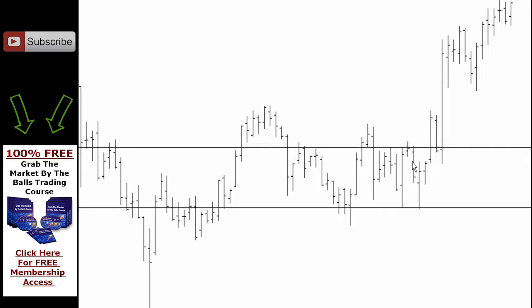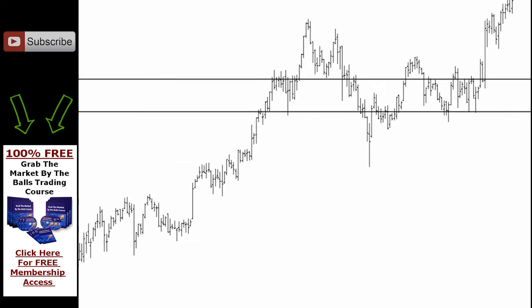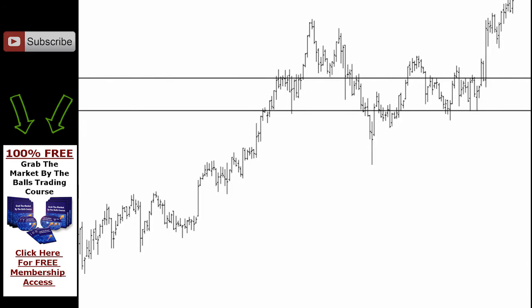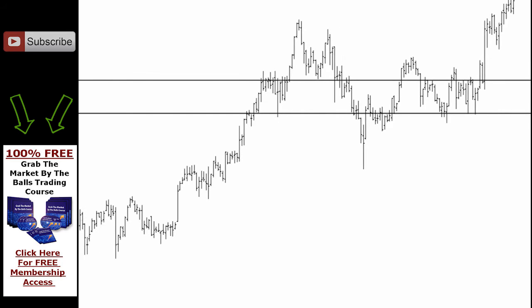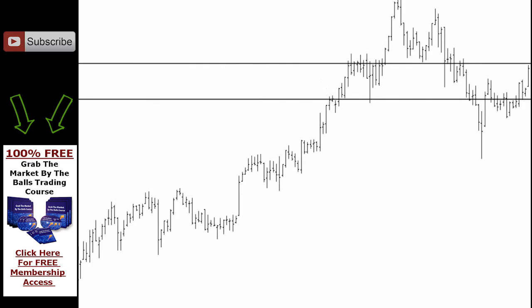Now, when I'm drawing my trend lines, I'm trying to get as many touches as possible on that trend line, because we use the trend lines as a guide to where the market might be using resistance. Let me bring this chart up here. If we're looking at this chart, let's go back to this section here.